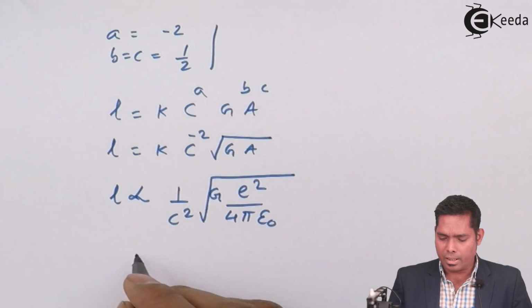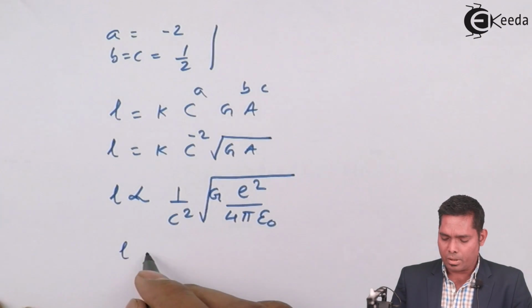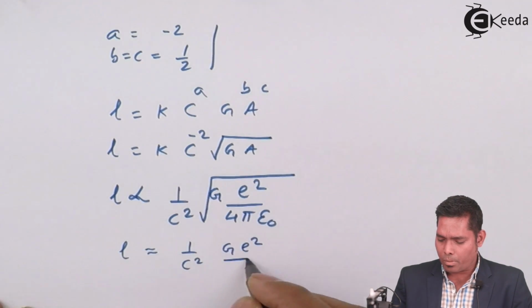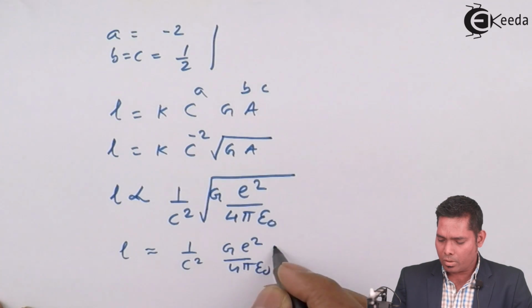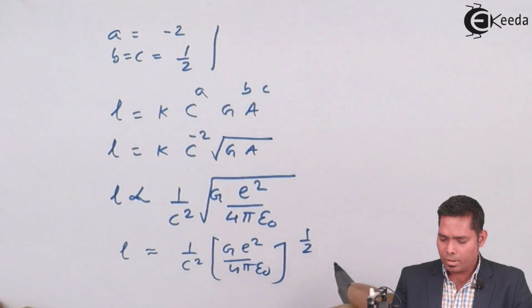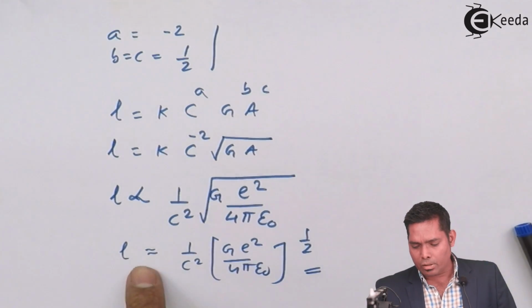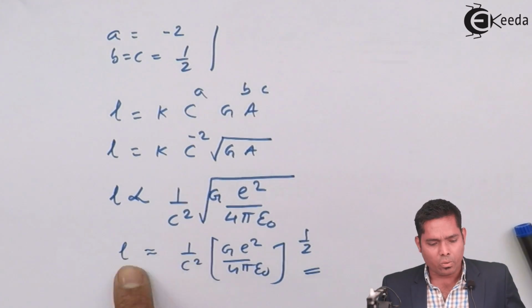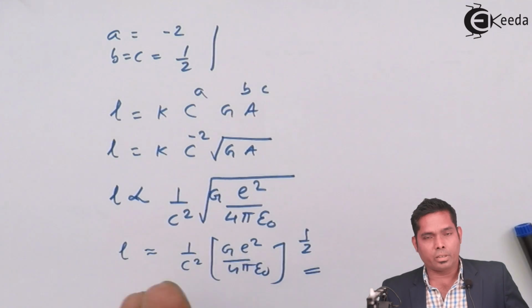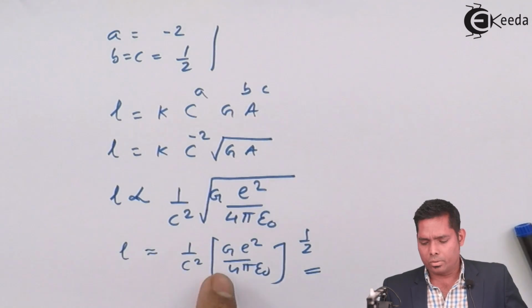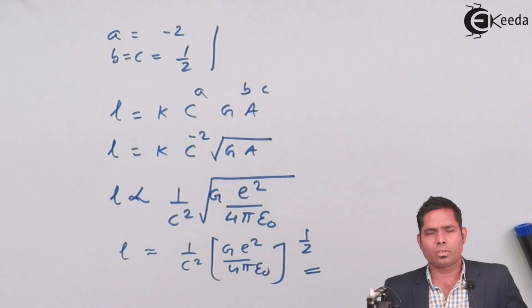You can also see that I can write that L is proportional to, in that form, 1 over c square times G e square upon 4 pi epsilon naught to the power half. So this is the answer to this question. This is actually proportional to that. This is not equal to that. If you equate it to that, then this constant would be equal to 1. So this is the answer to this question. Okay, thank you.